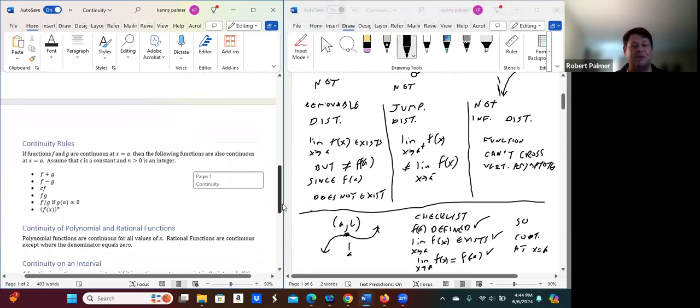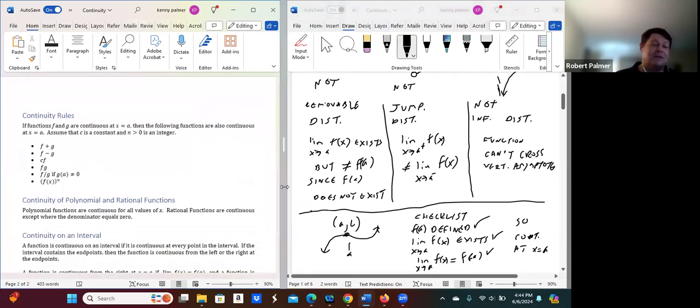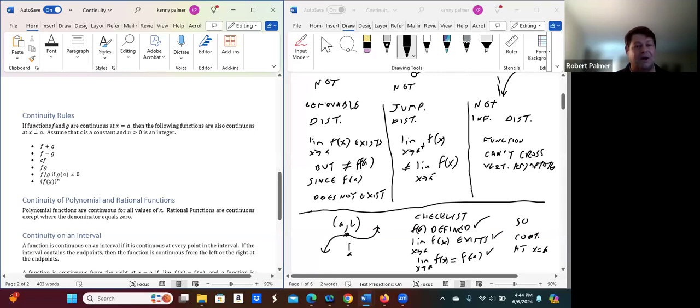Now, a couple rules about functions in general. A nice thing is if two functions are continuous to begin with, then usually in various ways we combine them, the result will also be continuous. Let's look at this over on the left as continuity rules. So if functions f and g are continuous at some point x equals a, then these following combinations of functions are also continuous at the same point.